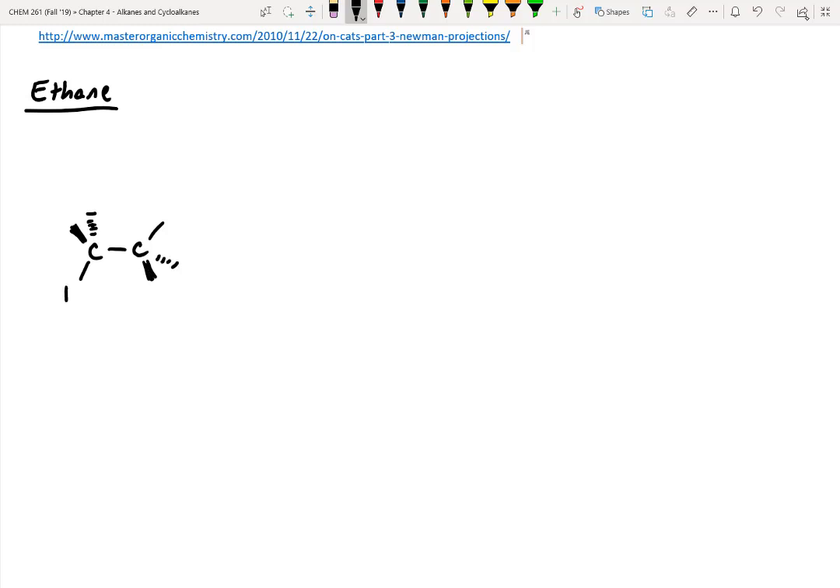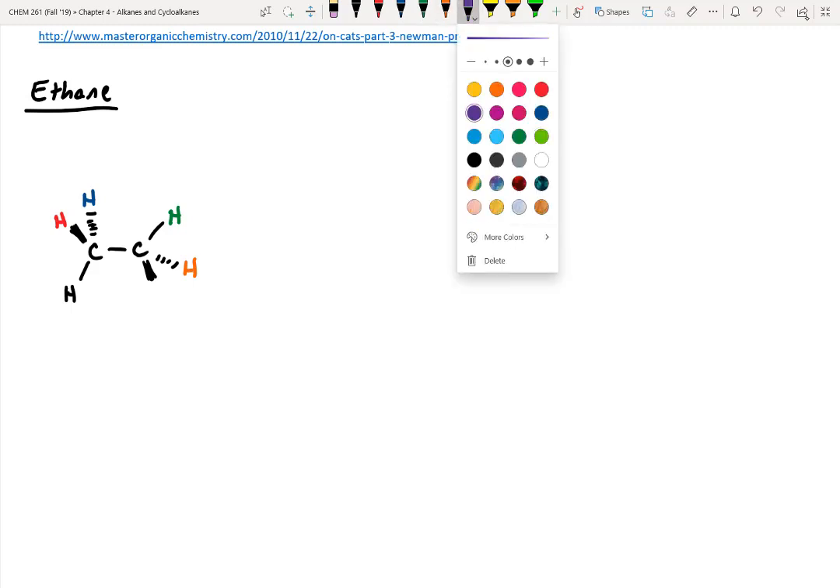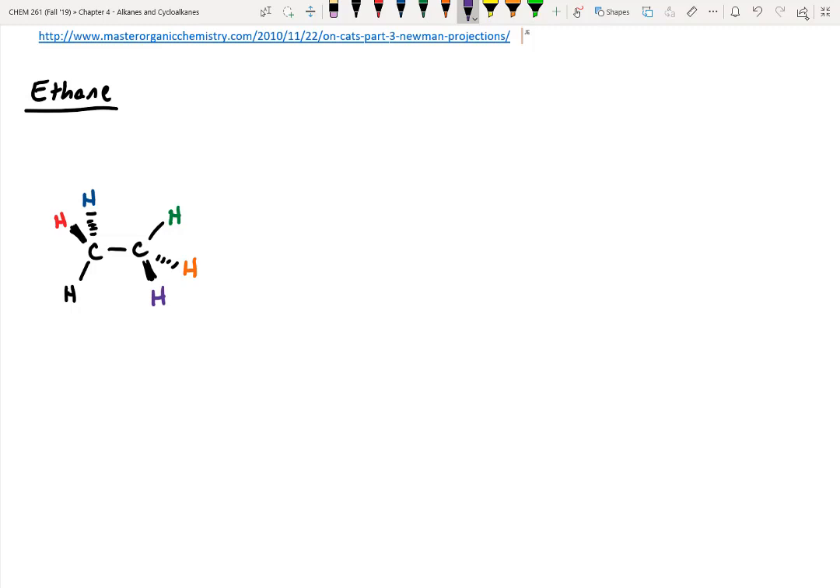And I'm going to color code all of my protons. So I've got a black one here, a red one here, a blue one here, I'll do green, orange, and let me change this to purple. All right, so you see how I've color-coded all my protons? Now what we're going to do is change this from a bond line notation to a Newman.